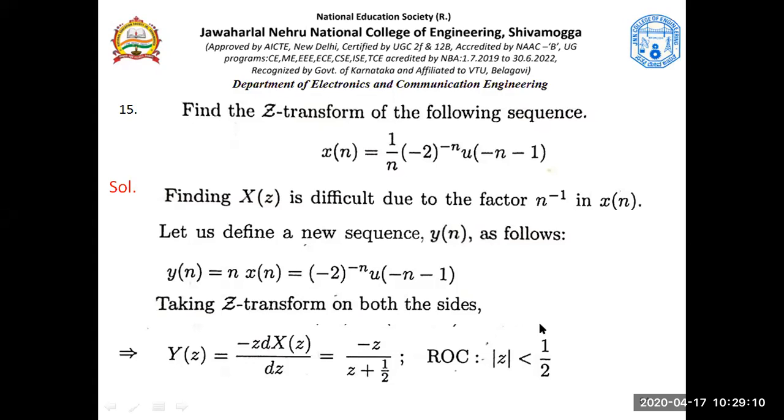And why is this region of convergence |z| less than half? That needs to be understood. Why is it inside the circle with radius half? How do we say that? By seeing the negative time sequence. It need not be exponential. For any negative time sequence, it is inside the circle. So since it is negative time, it is inside the circle with radius half.